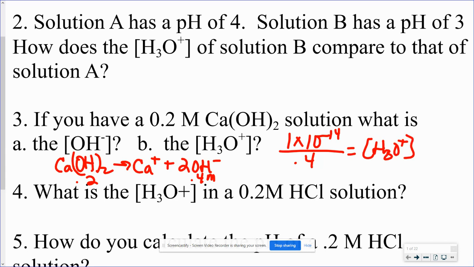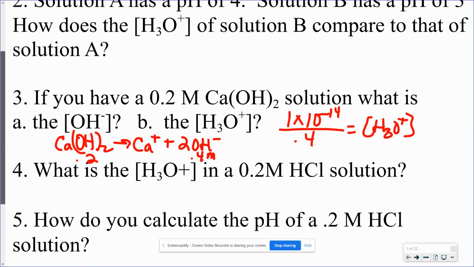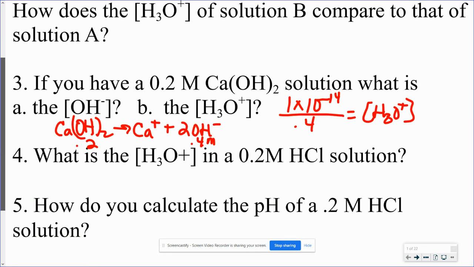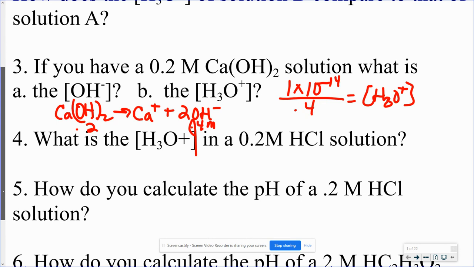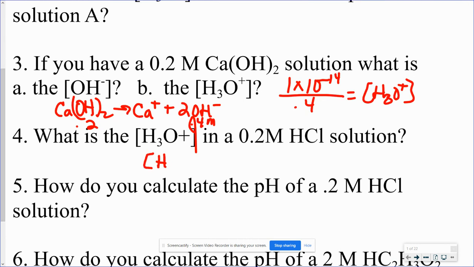Okay, number 4, what is the H3O plus concentration in a 0.2 molar HCl? Well, that's a strong acid, so the H3O plus concentration is the same as the acid's concentration. And in number 5, you're asked how to calculate the pH of that 0.2 molar HCl. Then that is just minus the log of 0.2 because it is a strong acid.